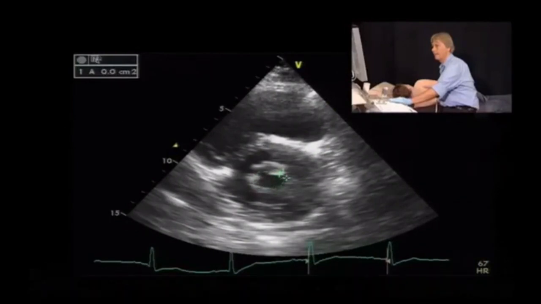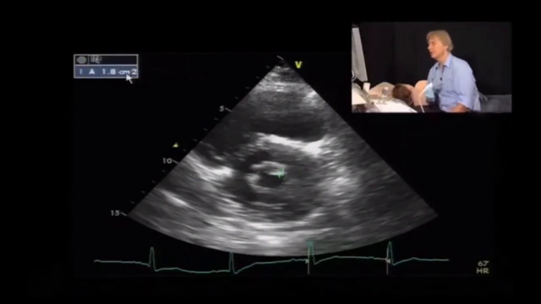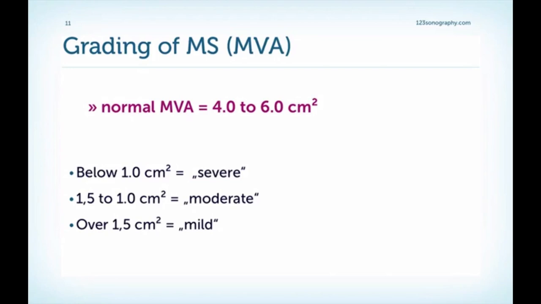And what we get is an opening area of 1.8 square centimeters. So it really fits the impression we have that this is only mild mitral stenosis. Depending on the body surface area, the normal mitral valve area is somewhere above 4 square centimeters. If it is below 1 square centimeter, we would call it severe, between 1.5 and 1, moderate, and over 1.5, it's mild.